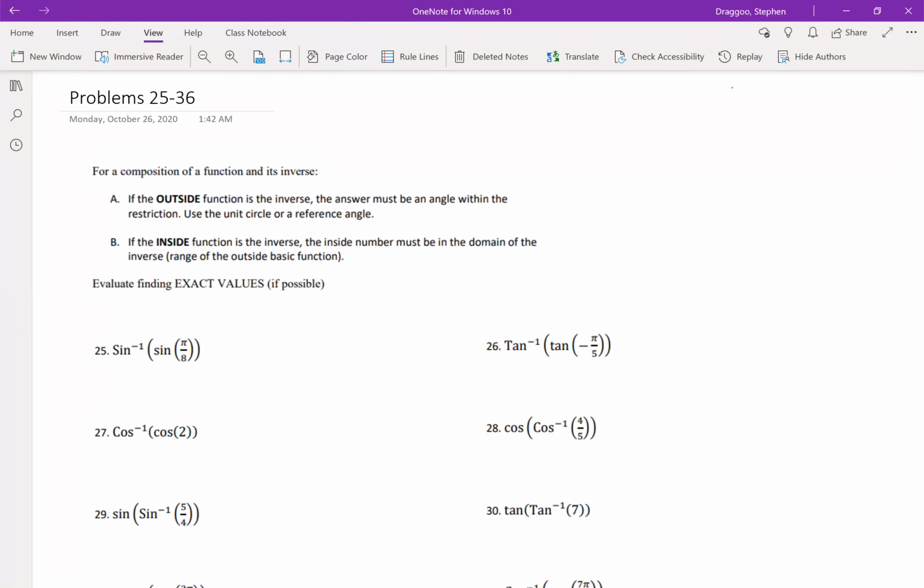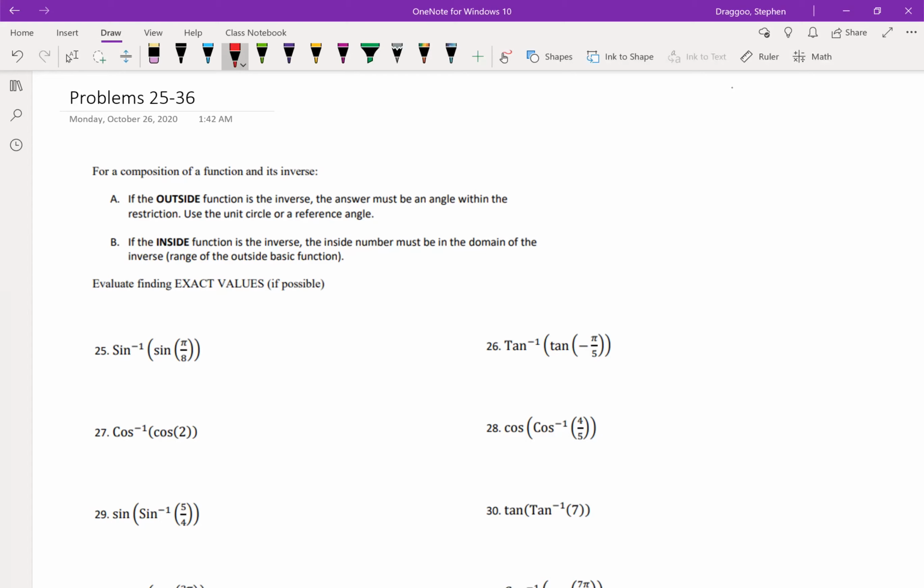So in example 25, where I'm taking the sine inverse of the sine of pi over 8, since pi over 8 is within the restriction, it is inside negative pi over 2 to positive pi over 2, I get that the solution here is just pi over 8. I don't need to know the value of sine of pi over 8. I just need to know that pi over 8 is in between negative pi over 2 and positive pi over 2. It is within the restriction, it's within the range of sine inverse. So I just get that angle right back out.